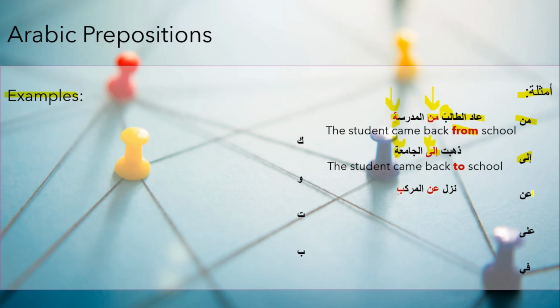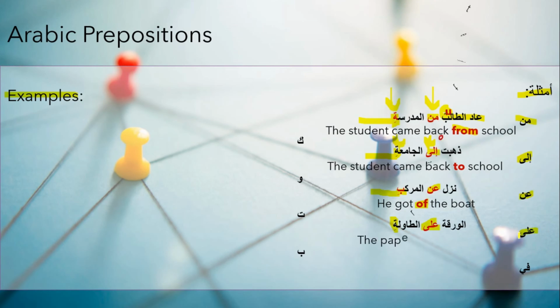عن, نزل عن المركب. He got off the boat. So المدرسة, الجامعة, المركب. As you can see here, kasra. Kasra should be there. Kasra everywhere.